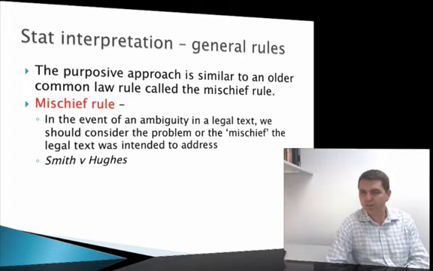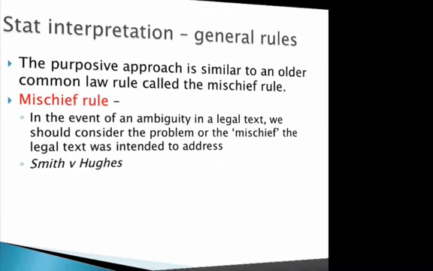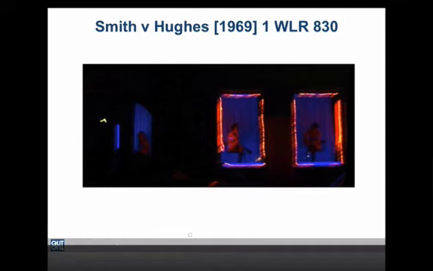It's very close to the mischief rule, which is very similar but a common law rule. And so what the mischief rule actually says is that in the event of an ambiguity in legal text, we should consider the problem or the mischief the legal text was intended to address. Now, one to help us think about this particular case is Smith and Hughes, in that there was an act in the UK, the Street Offences Act, that prohibited soliciting by prostitutes in a street. Okay, so to try and get around this problem, prostitutes began trying to attract business by standing at their windows or on their balconies and calling out to the passers-by to get some trade.